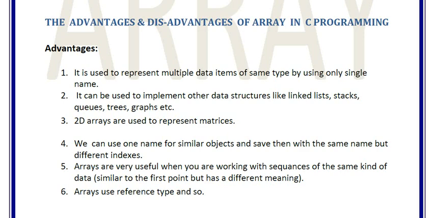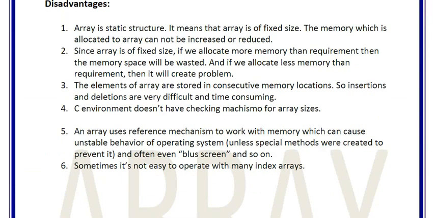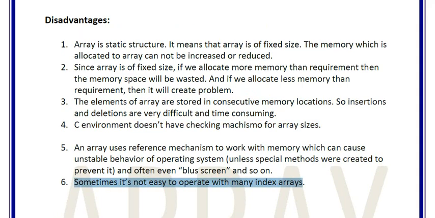Advantages and disadvantages of array in C programming are given here. Array is basically important for two-dimensional uses in programming, and array is also very useful when working with a sequence of the same kinds of data. Disadvantages of array are given here. Array is a static structure, and in the C environment it does not check the maximum of array size. Sometimes it is not easy to operate with the indexing section with array.